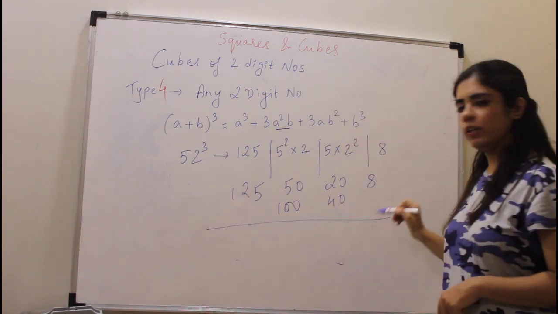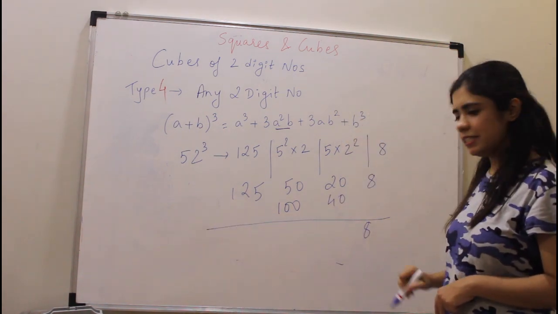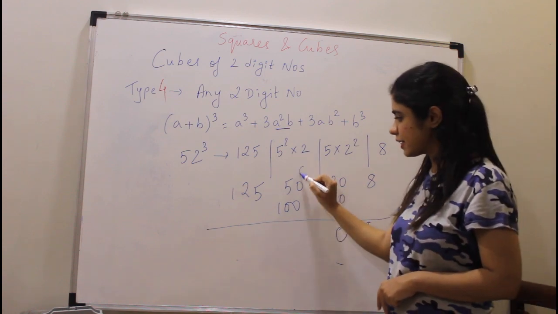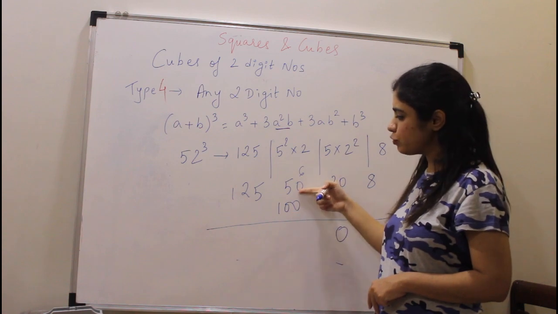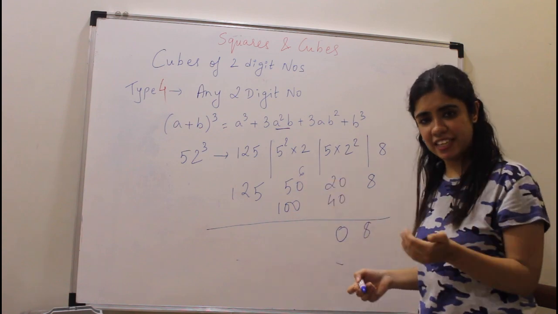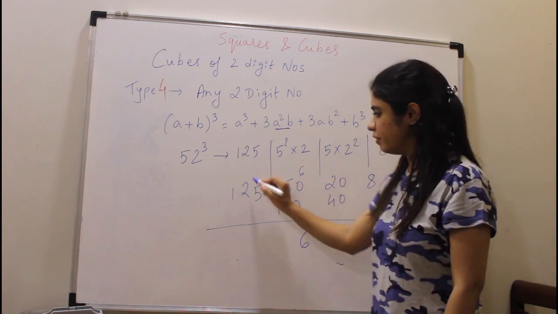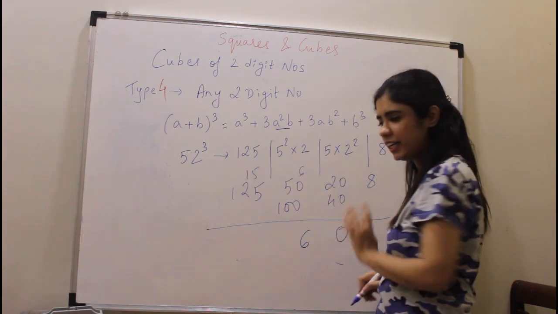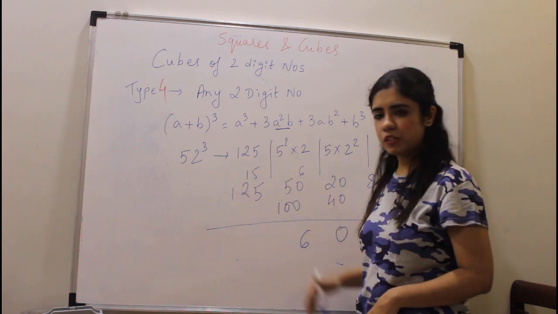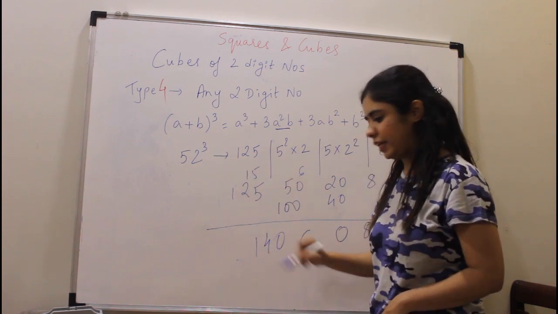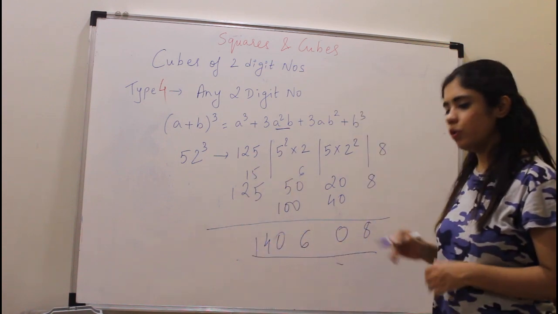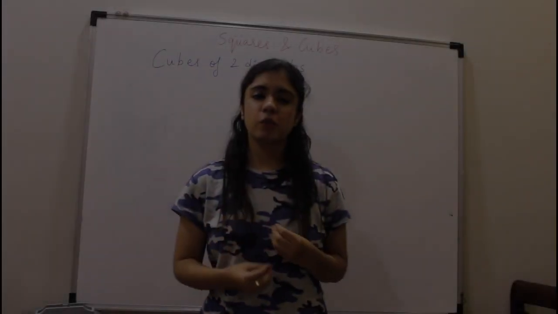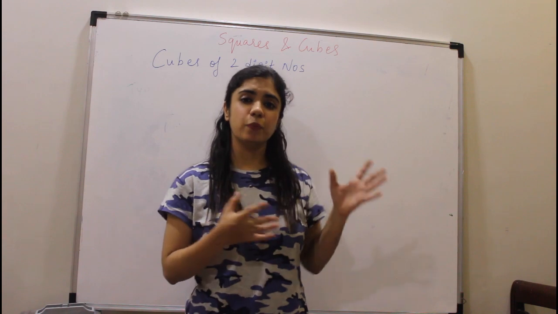Now if I add all these numbers, 8 will be as it is. 20 plus 40 is 60. So 0 comes here, 6 gets carried. 100 plus 50 plus 6 is 156. So 6 will be written here, 15 will get carried. Two digits get carried, only one digit is written. 125 plus 15 is 140. So 140608 is your answer.